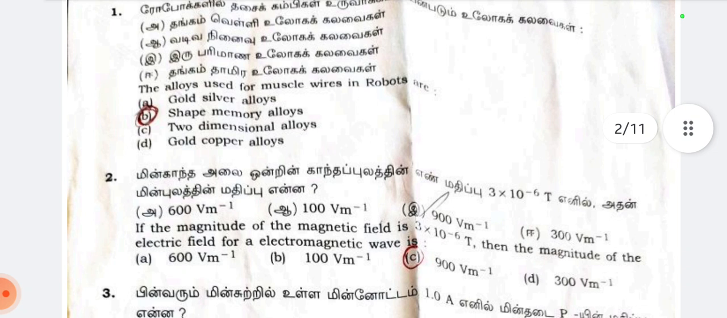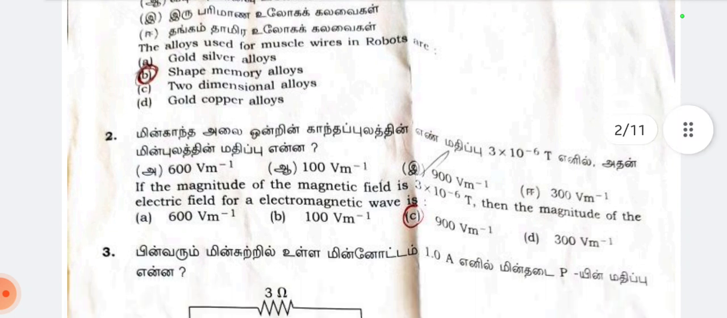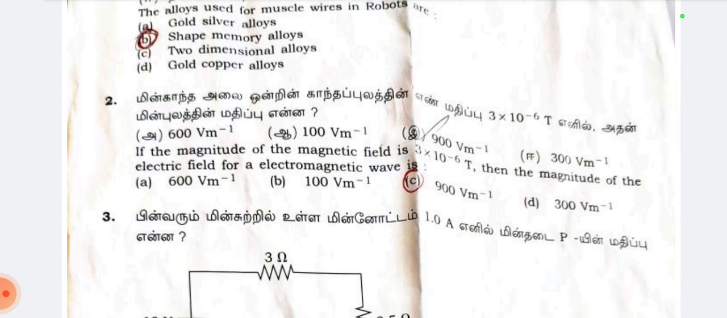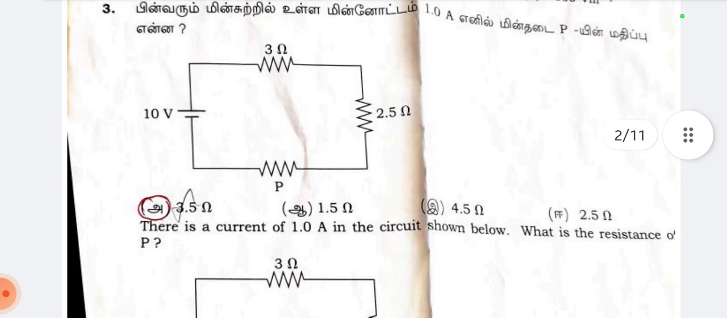Question number 1, the alloys used for muscle wires in robots are option B, shape memory alloys. Question number 2, if the magnitude of the magnetic field is 3 into 10 power minus 6 T, then the magnitude of the electric field for an electromagnetic wave is option C, 900 volt per meter.